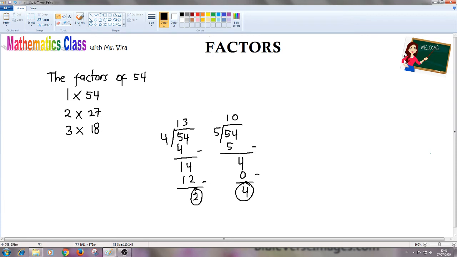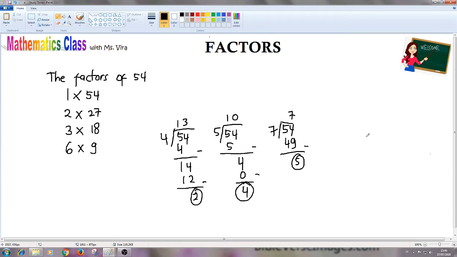After number 5, 6. And then 6 times 9 gives 54. Number 6, number 7. 54 is not divisible by 7 either. You can prove it by counting over here. 7, 7, 49, and then it will give 5 as the remainder.